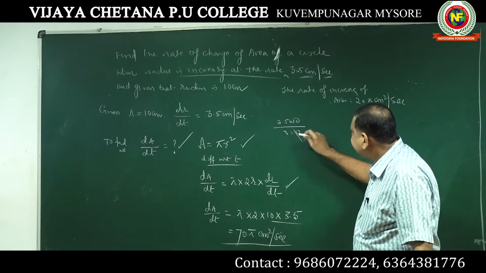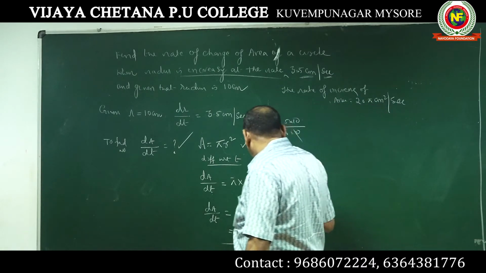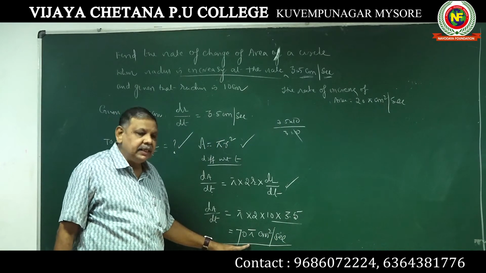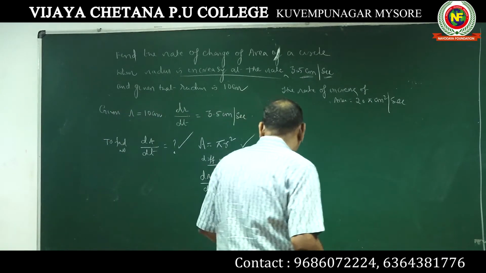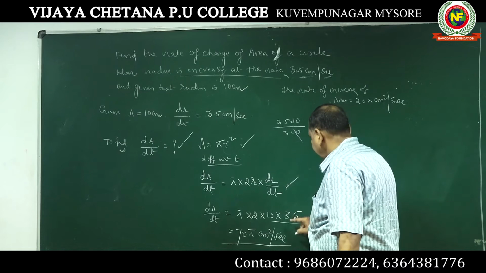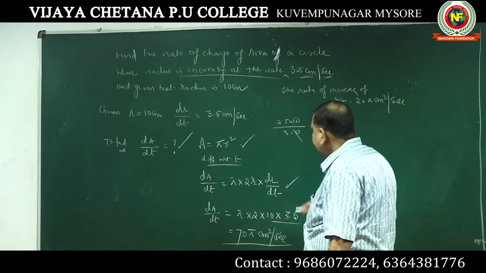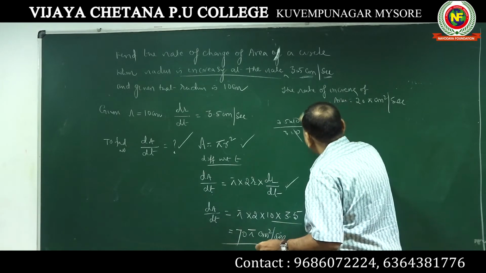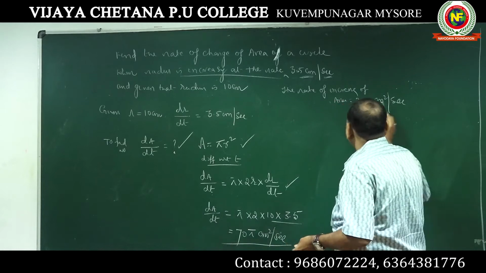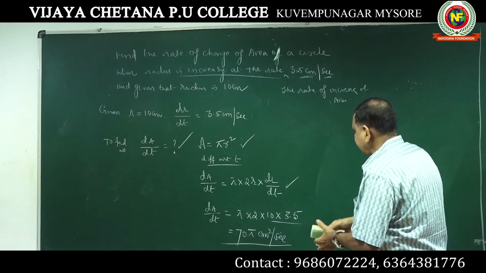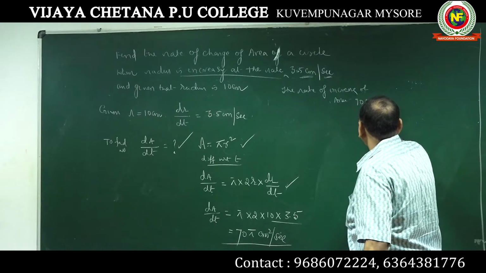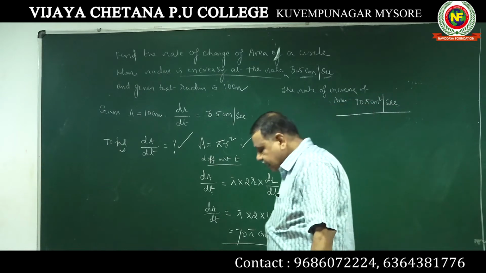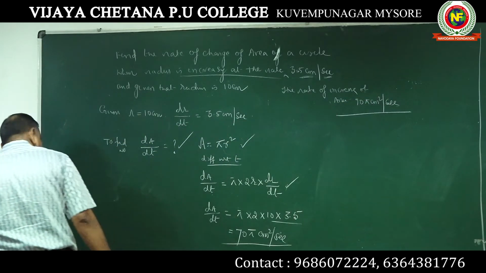So 3.5 into 10 is 35, and 35 into 2 is 70 pi centimeter square per second. You can also do 10 into 3.5, where 3.5 is nothing but 7 by 2, so 2 fives are 10, 5 sevens are 35, you can do it. Otherwise it is 70 pi centimeter square per second. Now you can write the answer here. The rate of increase of area is 70 pi centimeter square per second.